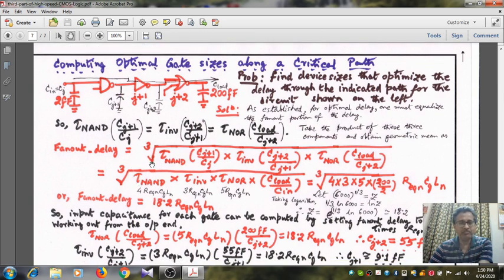So here, if you want to find out the cubic root of this entire expression, see that each of the tau NAND, tau inverter and tau NOR includes this factor Req and Cg ln. Then for tau NAND you have got 4, for tau inverter you have got 3, for tau NOR you have got 5. So you take this outside the cubic root. Why? Because it appears thrice, and its cubic root means you can take it out.